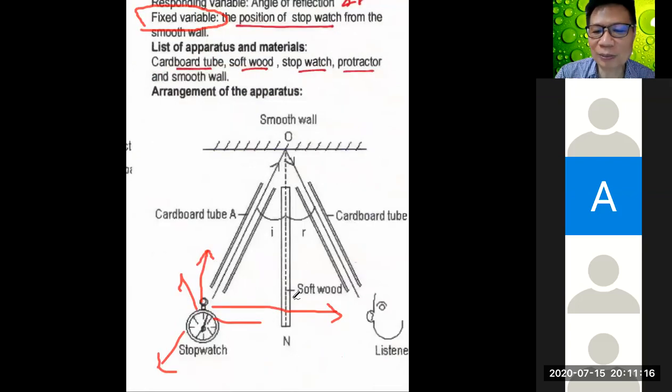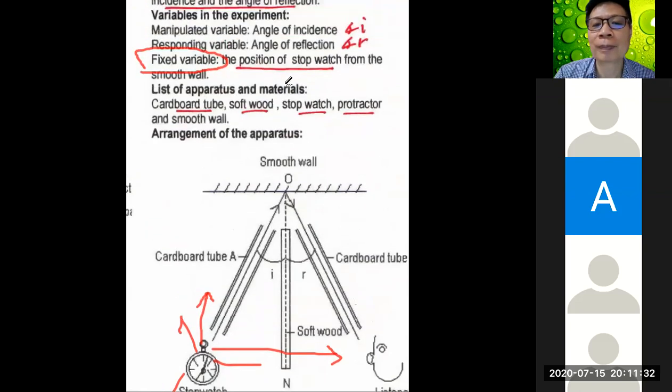Oh, you mean this stopwatch position? Yes, correct. This stopwatch cannot be fixed because we are going to move to make the angle bigger, right? Then this softwood, the position must be the same. Yes, correct. Okay, so this one you change that. Fixed variable is position of softwood, not the stopwatch. The stopwatch actually need to move around.